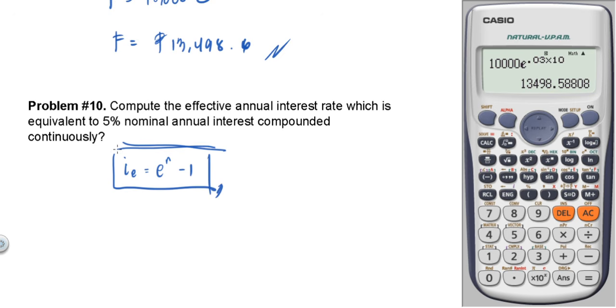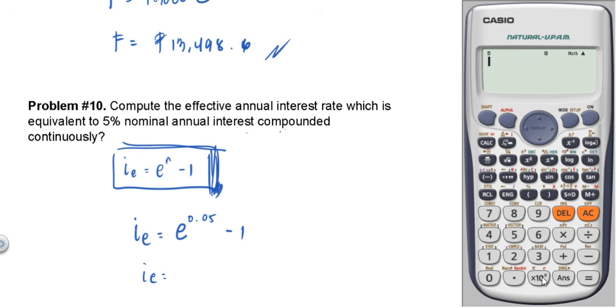To solve for the effective annual interest given interest compounded continuously. Okay? So, ito na yung formula. What is the effective annual interest equal to? So, we have E raised to 0.05 lang yan, minus 1. Okay? So, since may calculator naman, pipindutin na lang din natin yan since allowed naman ang calculator. No? Wag lang yung mga bawal.